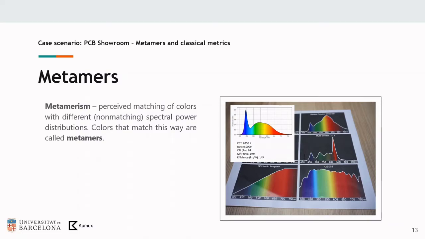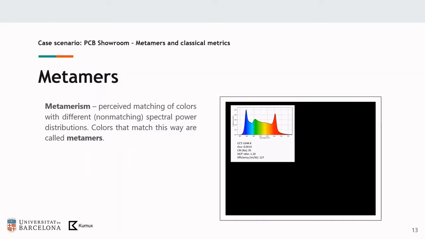Here we have a video example of two metamers. The first one is a cool white LED working alone with no other contribution. The second one is a mixture of light composed by the 5 LEDs of the fixture. The color is perceived as the same since there is practically no variation in the colorimetric diagram, but the difference in the CRI is clearly appreciable.